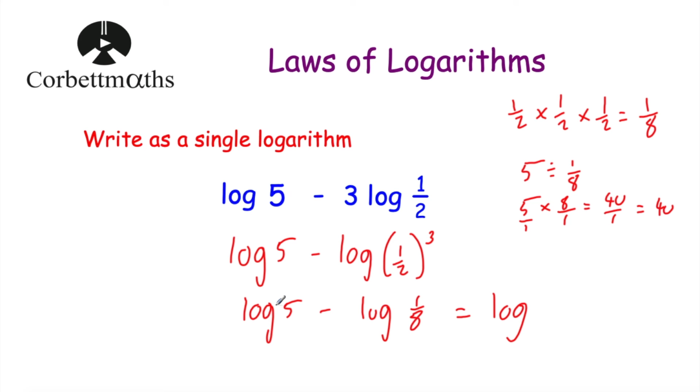So we've done log a subtract log b, or log 5 subtract log an eighth, and that would be equal to log 40. That's pretty cool. Again, we had log 5 subtract 3 log a half, and the answer is just log 40. We've written it as a single logarithm.